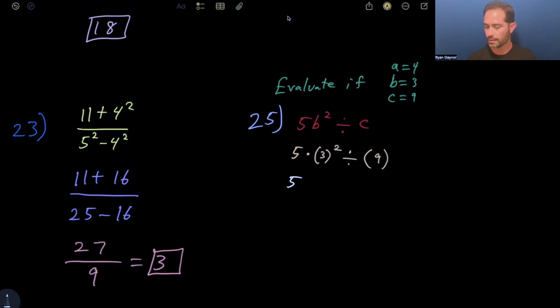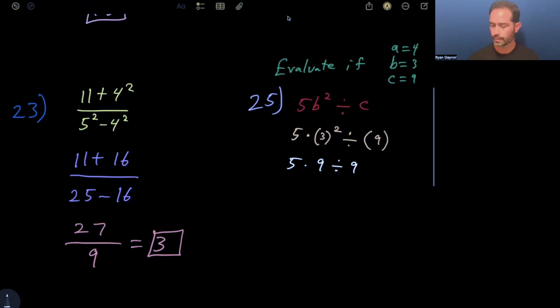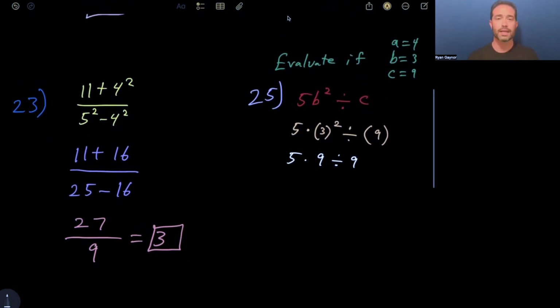So we have 5 times 3 squared. Well, what is 3 squared? Well, it means 3 times itself, so 3 times 3, and that is 9. And then we have divided by 9. Okay, now, I know I said earlier that if you have multiplication and division, I would advise you to go left to right. That really is just to not make any mistakes if you're dealing with a more complicated problem.